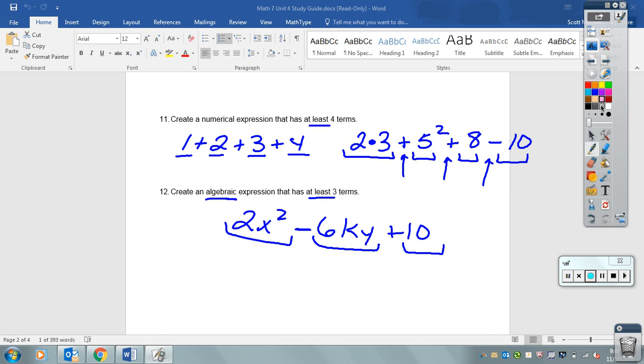You could have done something simple and just done this, x plus y plus z. 1, 2, 3 terms are over. You could have even done x plus 2 plus 4, because this is a term, this is a term, and that's a term. These are all examples of algebraic expressions with exactly 3 terms.